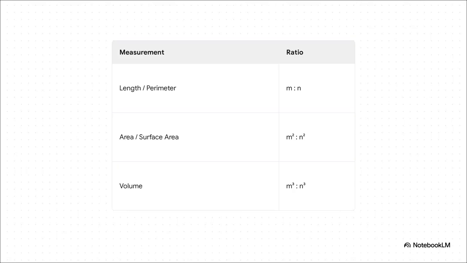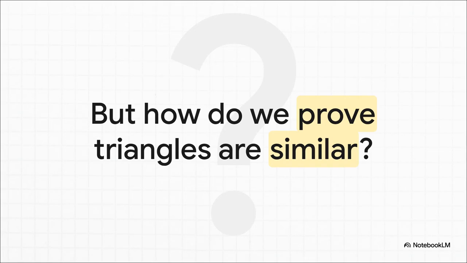The big question is, how does that affect things like area or volume? And here is where it gets really cool. The lengths and the perimeter scale by that same m to n ratio, just like you'd expect. But look at the area. It scales by m squared to n squared. And volume, that's even crazier. It's m cubed to n cubed. So the big takeaway here is that this isn't a simple one-to-one relationship. If you double a shape's sides, you don't double the area, you quadruple it. And the volume goes up by 8 times. It's huge.